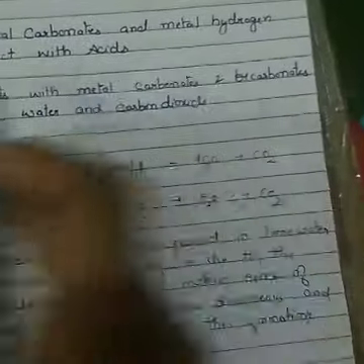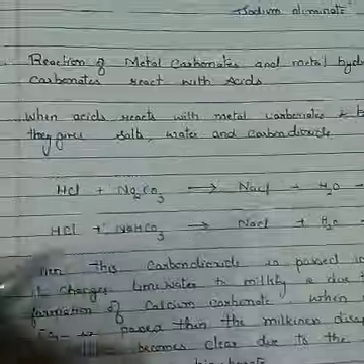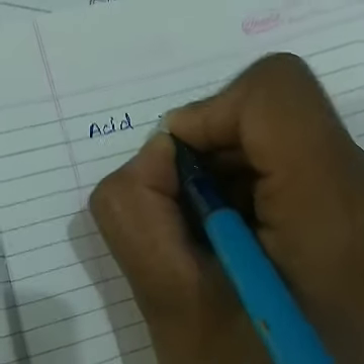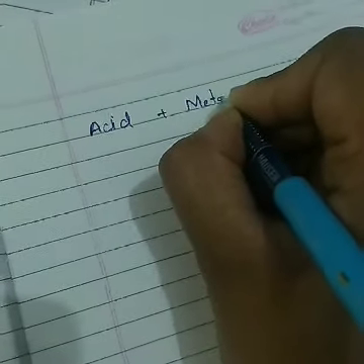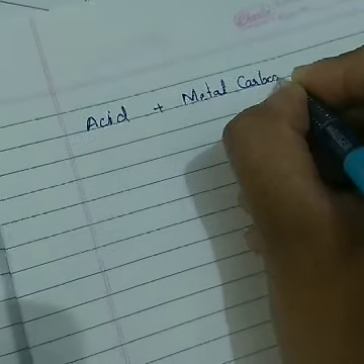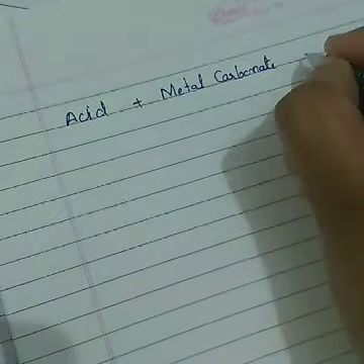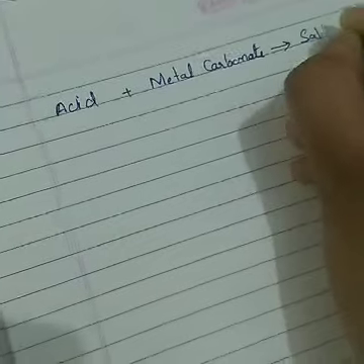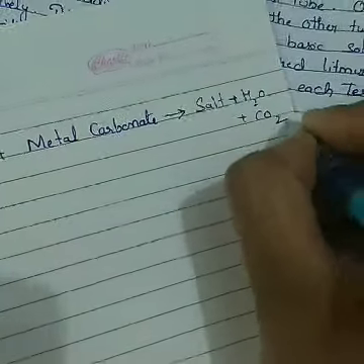Our next chemical property is reaction of metal carbonates and metal hydrogen carbonates with acids. See, the basic reaction I am going to write. Reaction of acids plus metal carbonate. What does it form? It forms salt plus water plus carbon dioxide.